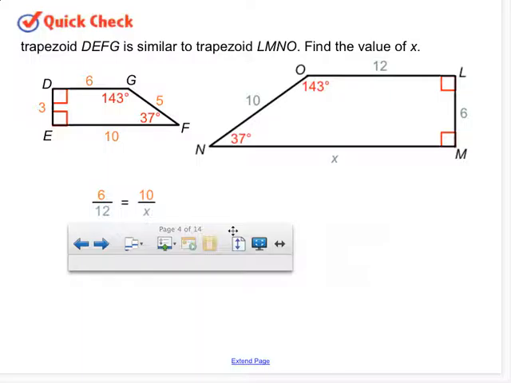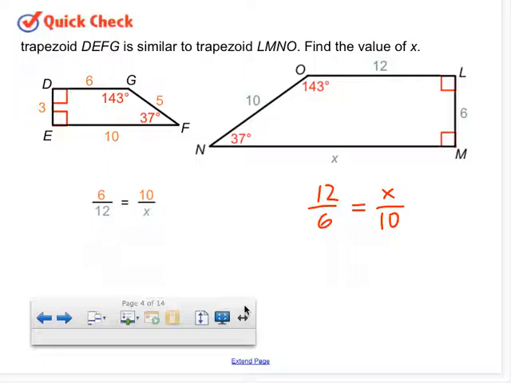I want you to see something. The same answer comes back if I do this. I just have to be consistent. If I choose x to be in the top, then anything I pull from this shape has to also be in the top. Do you understand what I mean about being consistent? This is going to give me the same answer. I want to show you why. Cross product. What's the cross product going to be? 6x is going to be equal to 120. You see that?